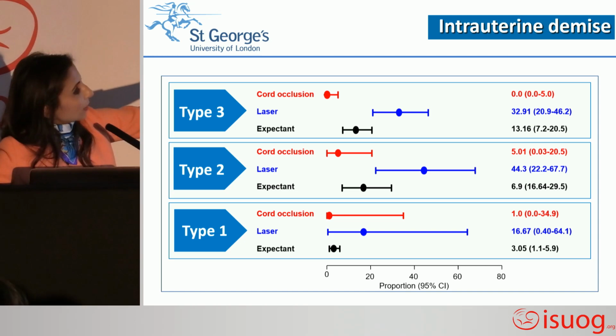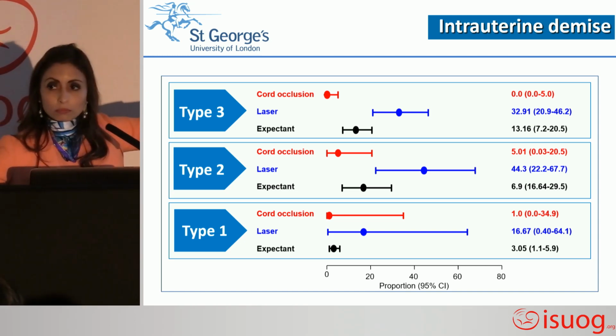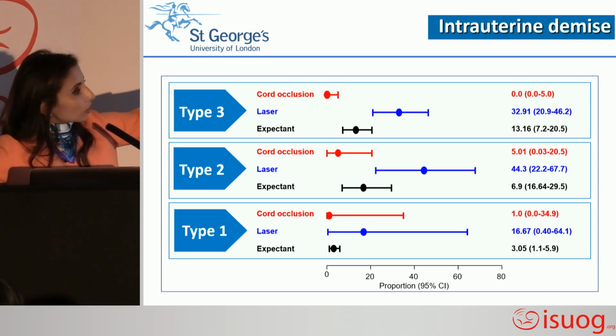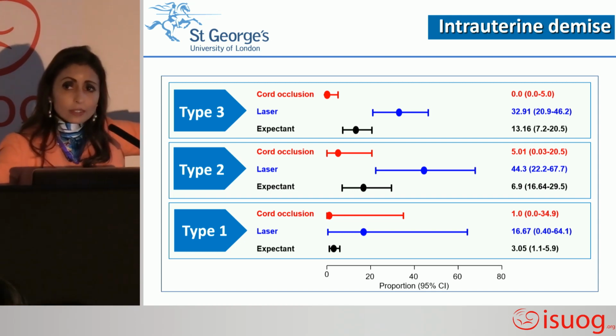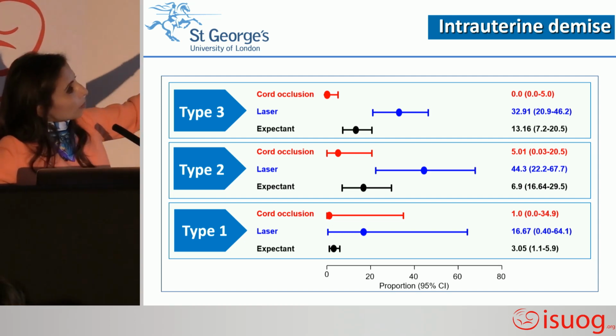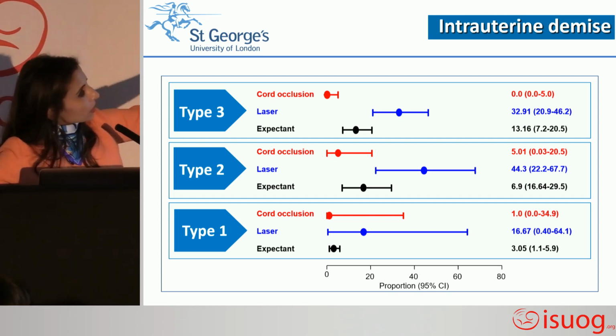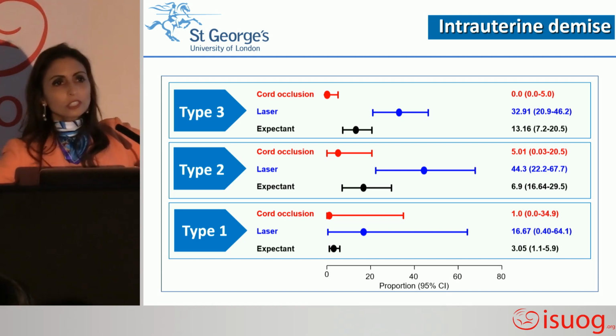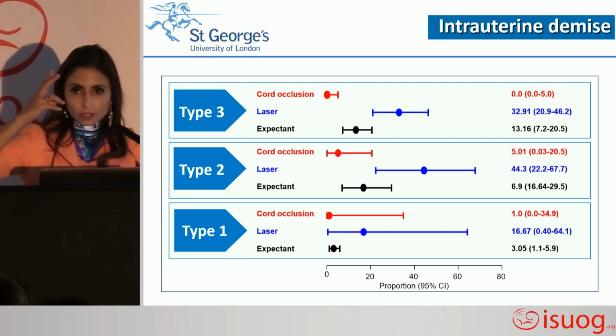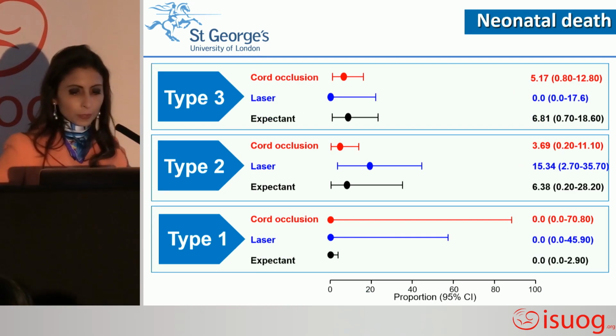So for example, here in type 1, you see the risk of intrauterine demise is very small. But when you do laser, it's higher. So based on that data, you cannot justify doing laser in type 1 selective fetal growth restriction. But even in type 2 and type 3, you see that laser has a higher risk of demise of these pregnancies. Cord occlusion has a low risk, but by definition, when you're doing cord occlusion, your denominator is less. It's already 1, it's not 2. So you have to take that into account.